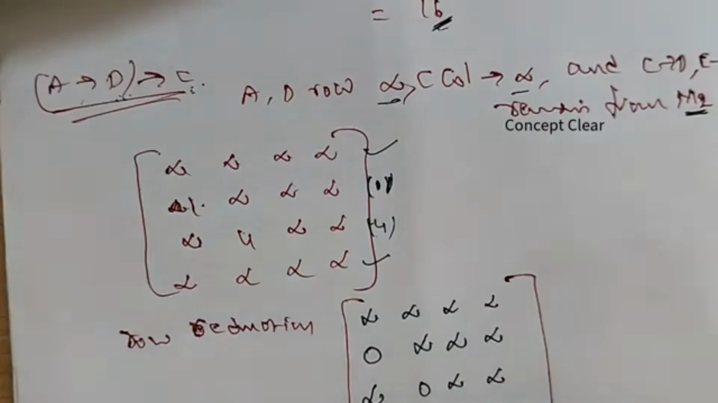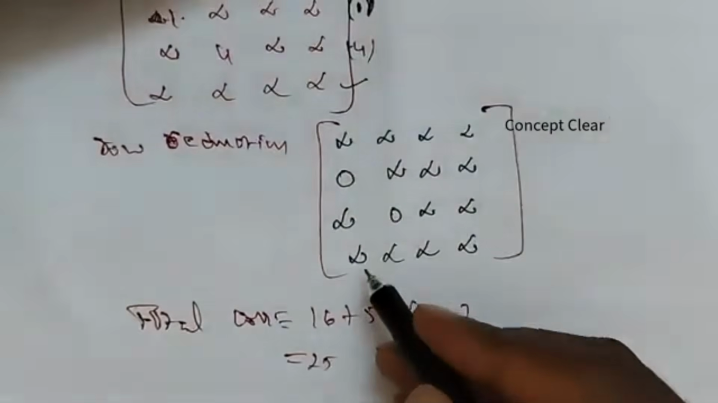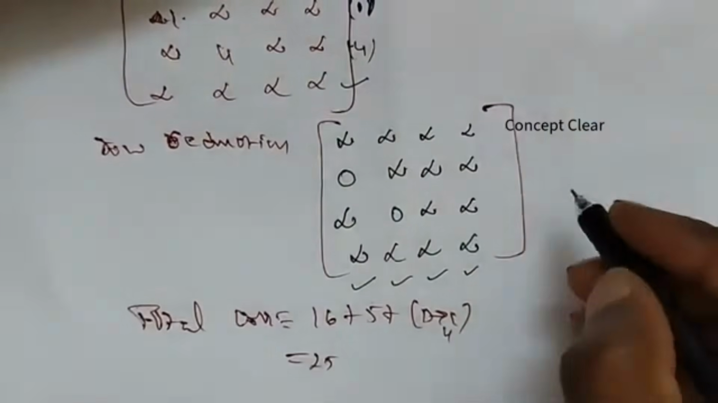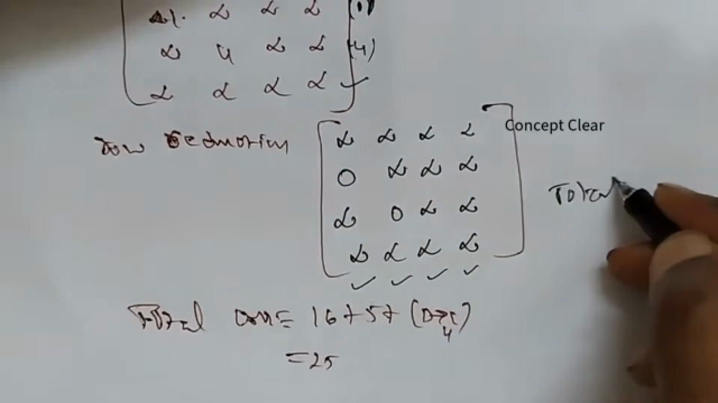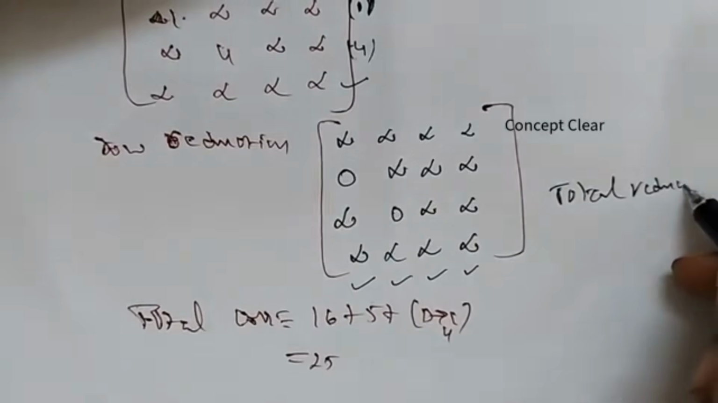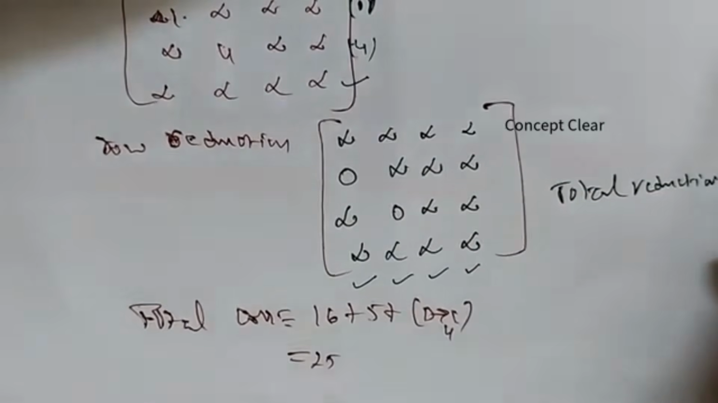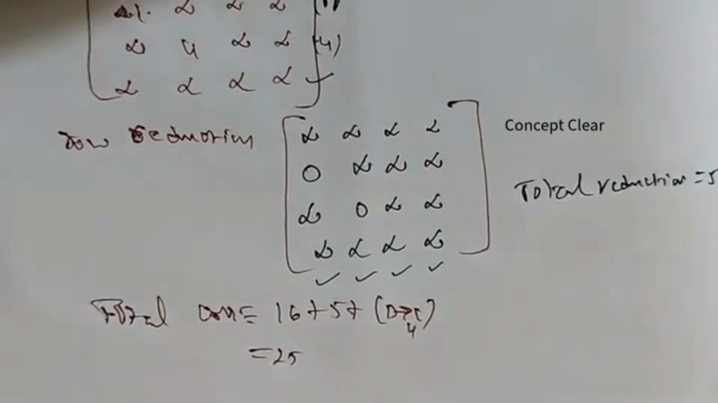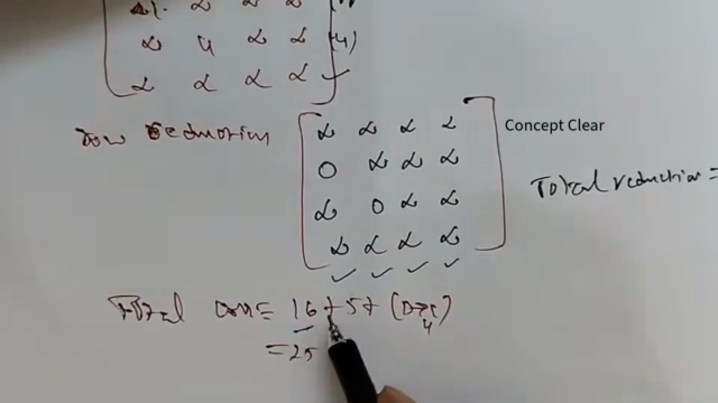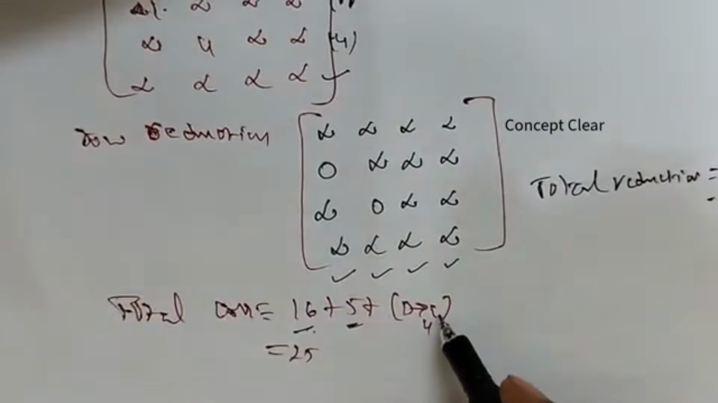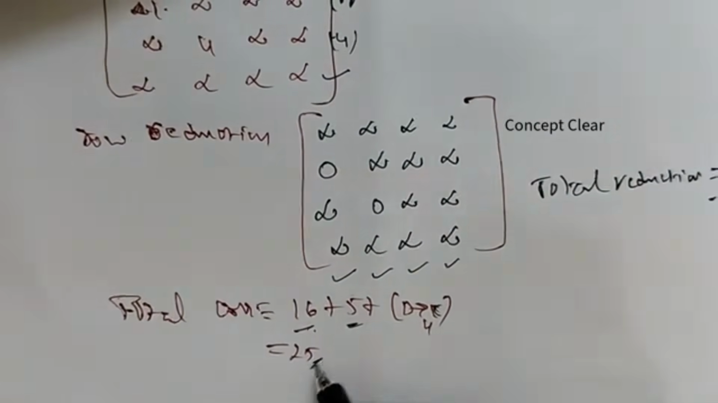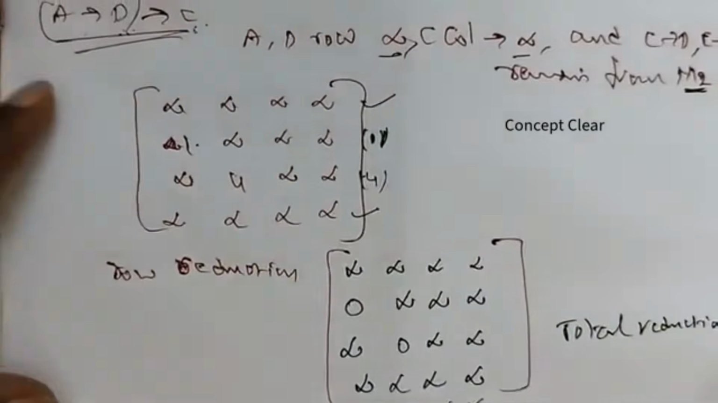And what about column and row reduction? There is no need for column reduction. All are satisfying. So what is the total reduction here? Total reduction is 5. So the total cost is 16 parent reduction, plus here reduction is 5, and D to C path is 4. So total cost is 25. Now we completed this work.